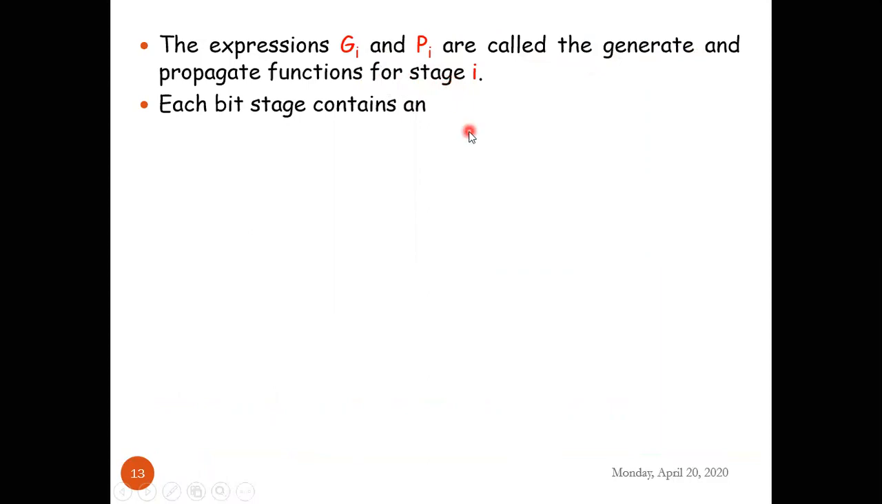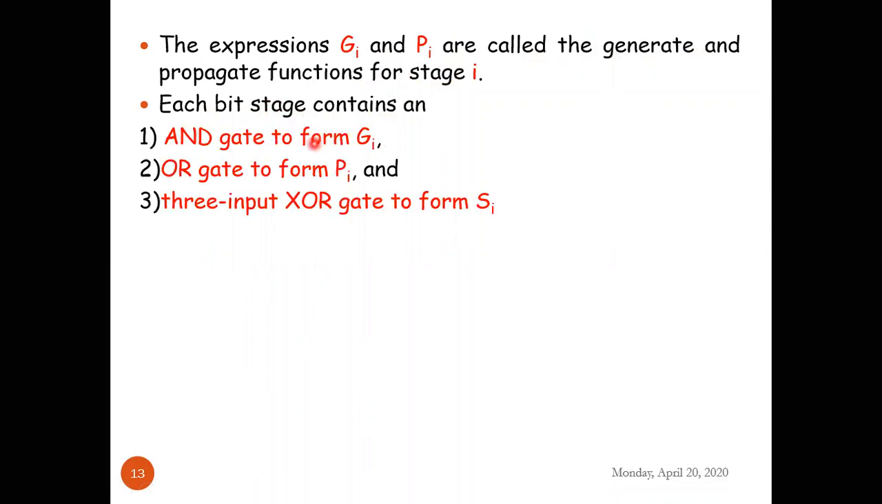Now we have four stages of addition: zeroth stage, first stage, second stage, third stage. So totally four stages are required. So each bit stage contains what? Each bit stage requires an AND gate to form gi, correct? An OR gate to form pi, and a three input XOR gate to form si, because si is what? xi XOR yi XOR ci.